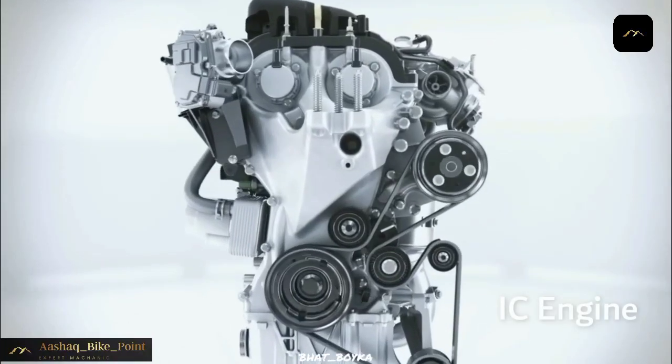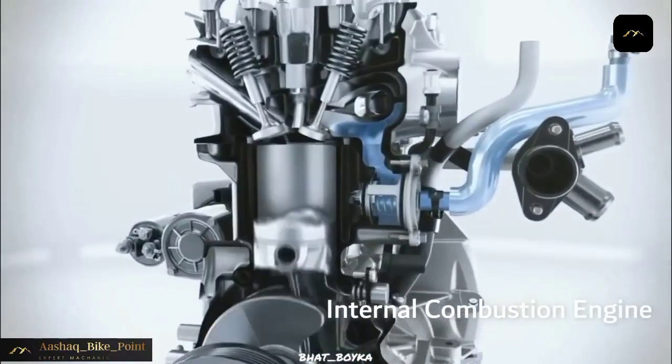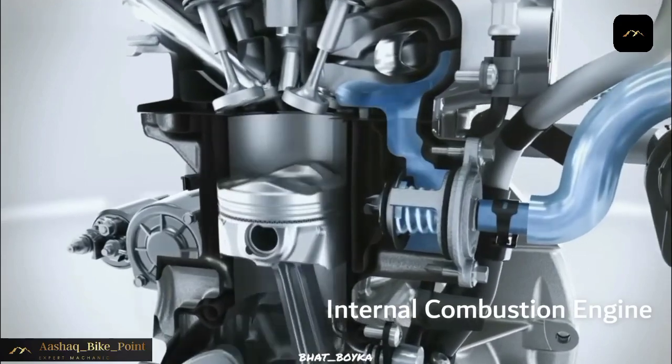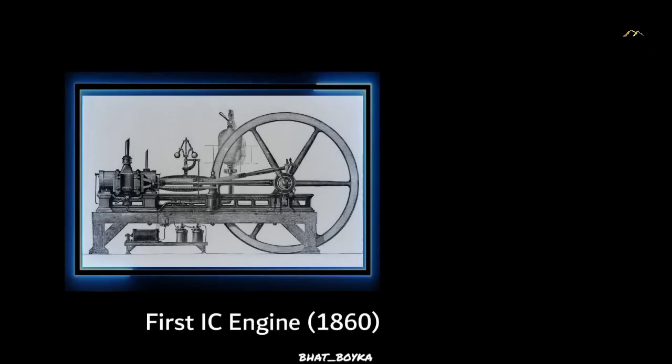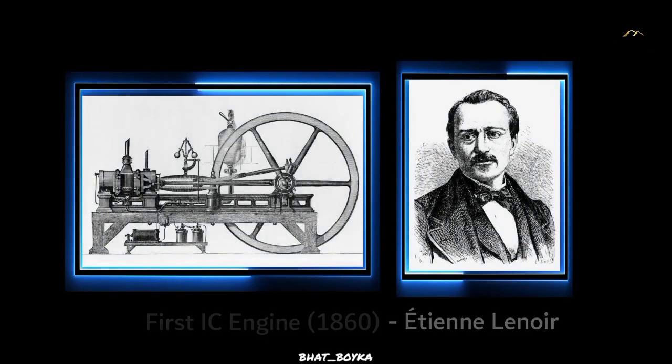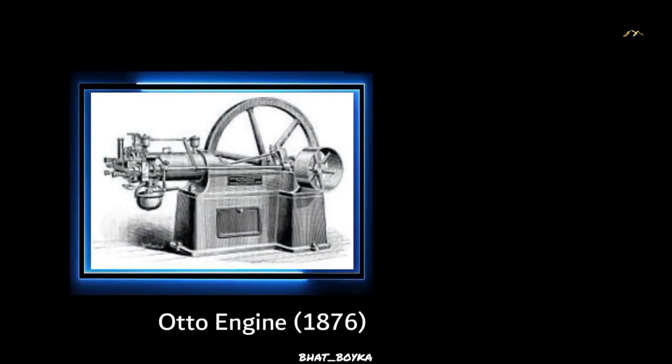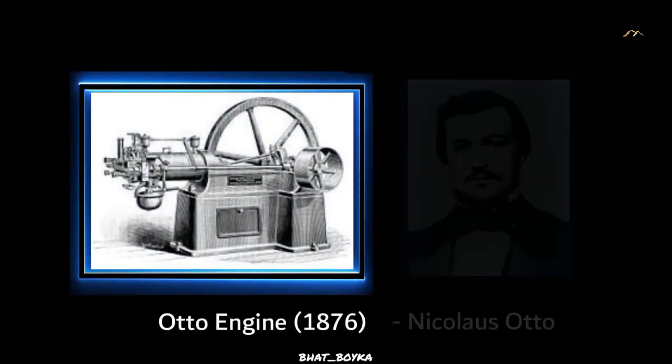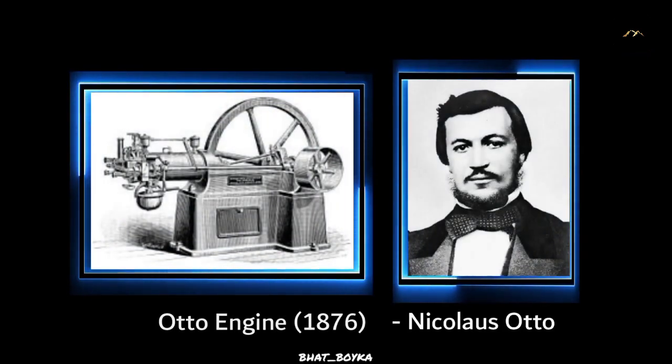IC engine, an acronym for internal combustion engine, is an engine in which ignition and combustion of fuel take place inside the engine. It works on the principle that the charge is ignited inside a combustion chamber under very high pressure. The first commercially successful IC engine was created by Etienne Lenoir around 1860, and the first modern IC engine, known as the Otto engine, was created in 1876 by Nicolas Otto.